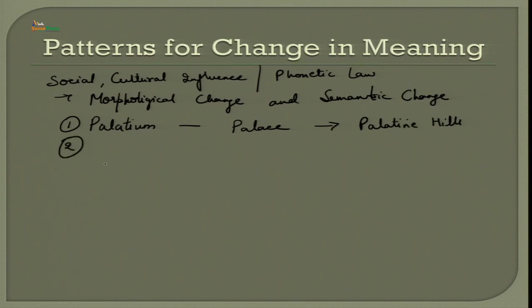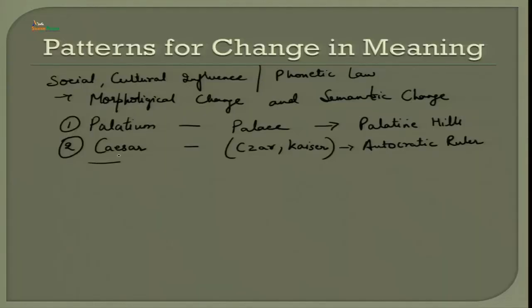If I talk about the next word, I hope you know this very well, Caesar. So what is the word that we are using for it? Czar. Nowadays also we are using this word. The meaning of that is autocratic ruler. From Caesar, the word that we are using, Tsar, has come up. Tsar is still used in Russia, for the topmost person, the autocratic ruler. So even words have transformed from that level to this level. Remember, these are morphological and semantic change, right?